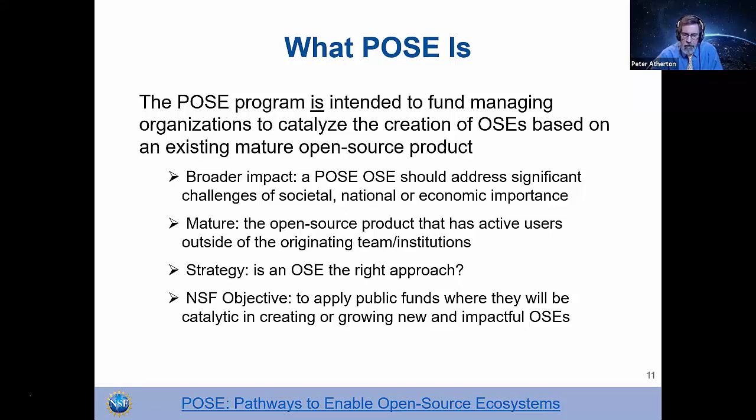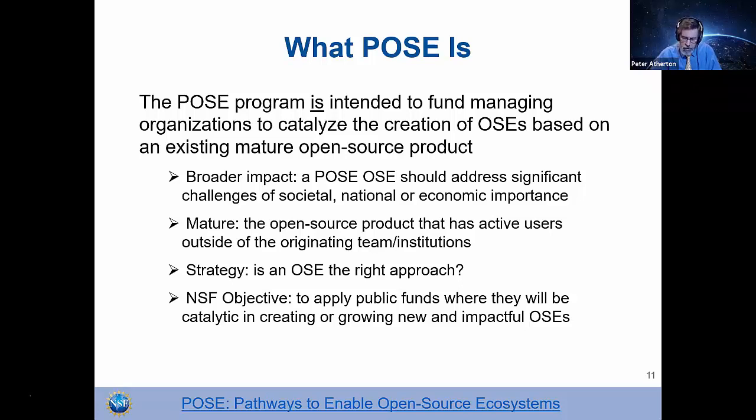Another consideration is whether an open source ecosystem is actually the right approach to maximize the impact of an open source product. I mean, an open source ecosystem is not the only way to go. You might, for example, instead create a for-profit startup company. Maybe in some cases, that's a more efficient way to do it. The objective here with POSE is to try to get to impact as efficiently as possible, while also maintaining a safe and secure and welcoming open source ecosystem. So an important question to ask is whether an OSE is actually the right approach, the optimal approach.